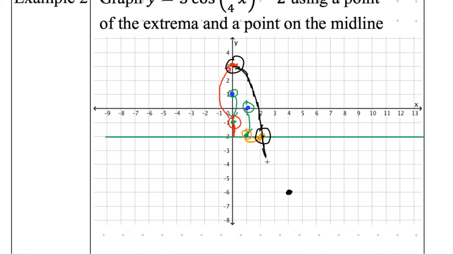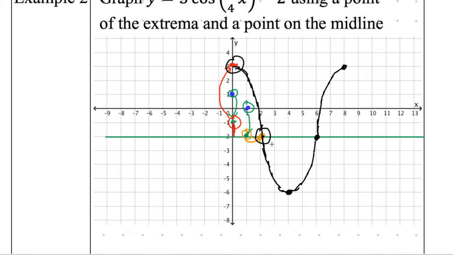So it's going to come up through here. That's going to be my minimum. And then it's going to go right down to the midline. It's going to come out to the midline. And it's going to repeat, so up to that point right here to 8, 3. And then I'm going to come up here like that. So that's what my graph looks like roughly.